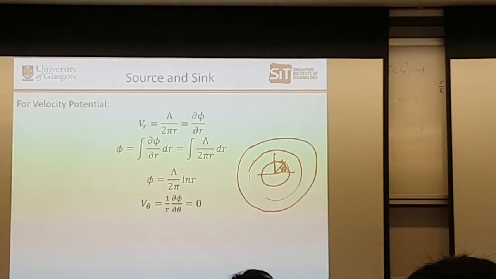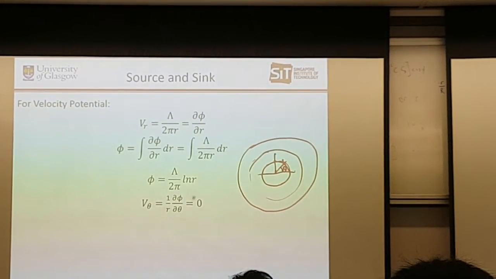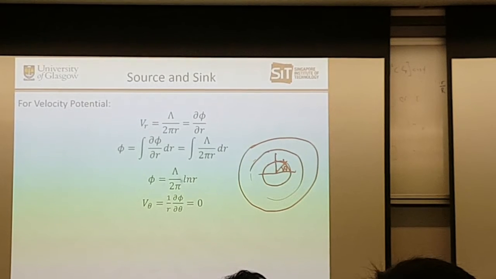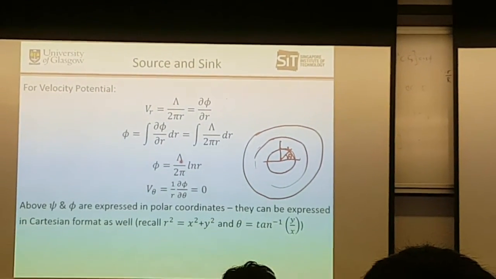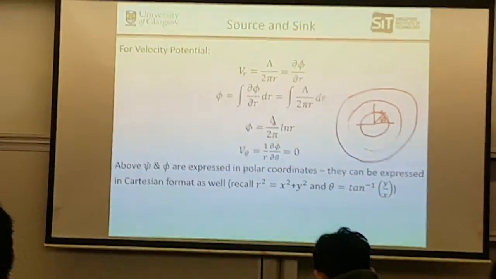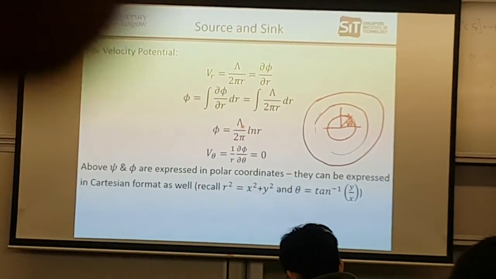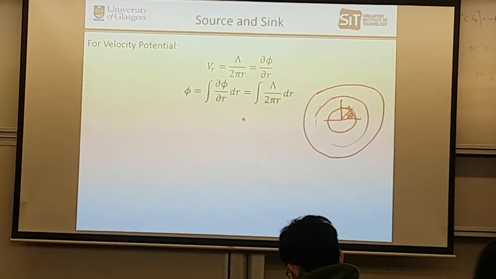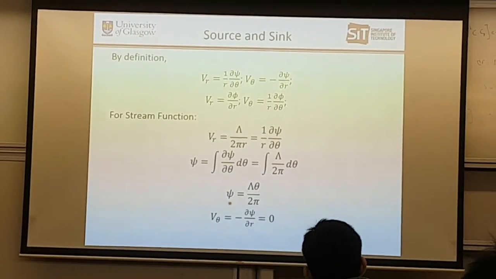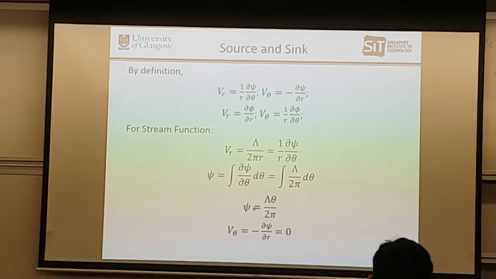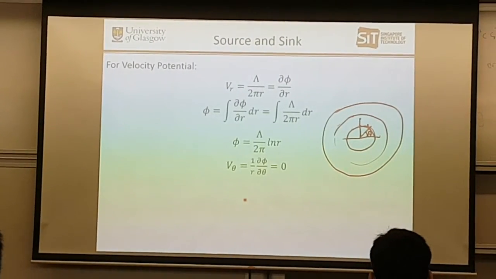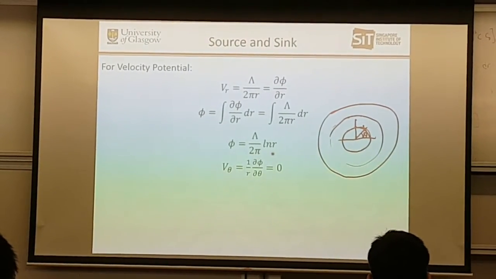So let me get back to this. Now I have my velocity potential and my stream function in terms of my polar coordinates. If we still want to insist on putting back into Cartesian, we can do that. Let me go back to the previous slide first. Your stream function is source strength times theta over 2 pi. Your velocity potential is source strength over 2 pi times ln r.